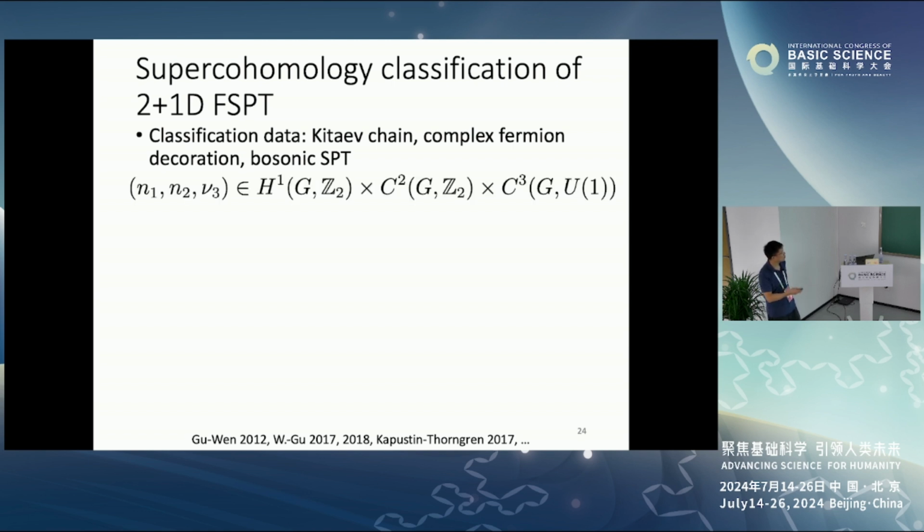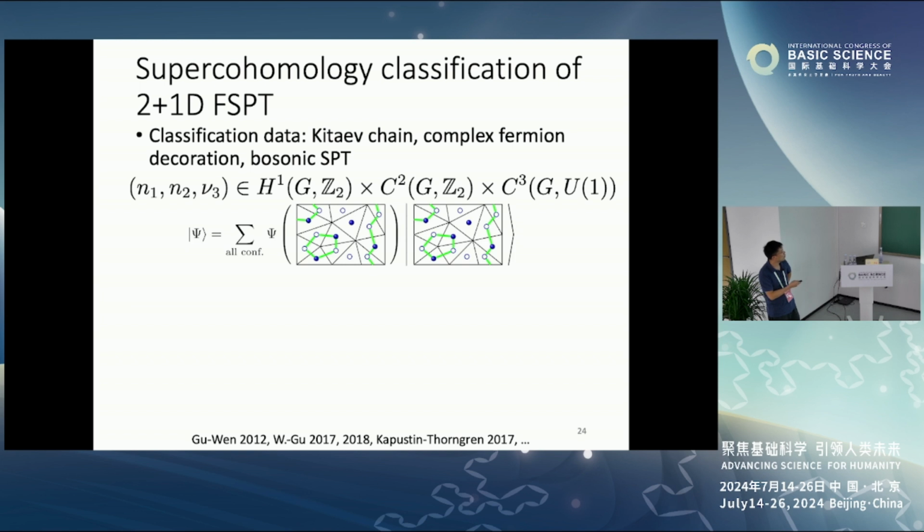We have a 2 plus 1 dimensional classification of the SPT using group supercohomology. They have also 3 layers of data, one from the domain wall decoration of data chain, another from the complex fermion, the third is from the bosonic U1 phase factor. So the ground state wave function is like a superposition of all these possible states. And this green line means that there is a data chain in this wave function, and this dot means that there is a complex fermion inside this triangle.